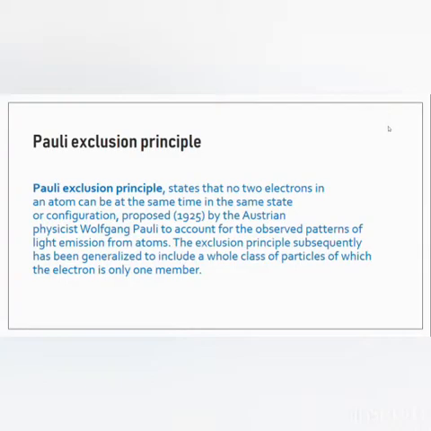In the previous slides, we talked about the Pauli exclusion principle many times. So in this slide, let us see what it exactly is. It states that no two electrons in an atom can be at the same time in the same state or configuration. It was proposed by Austrian physicist Wolfgang Pauli in the year 1925 to account for the observed patterns of light emission from atoms. The exclusion principle subsequently has been generalized to include a whole class of particles of which the electron is only one member.